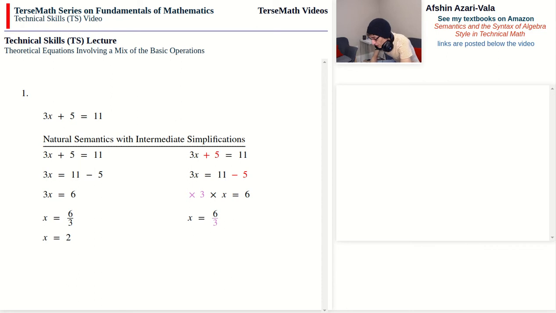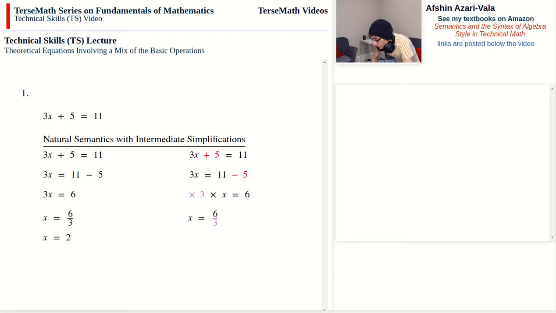Alright, so this flavor of natural semantics is called natural semantics with intermediate simplifications. And the reason is because we take one logical step, solve for the term that contains the unknown, then we simplify. We do 11 minus 5. Then we take another logical step, solve for the factor that contains the unknown, and then we simplify. We do the division. So simplification appears at every other step, if you like, at least for this problem.